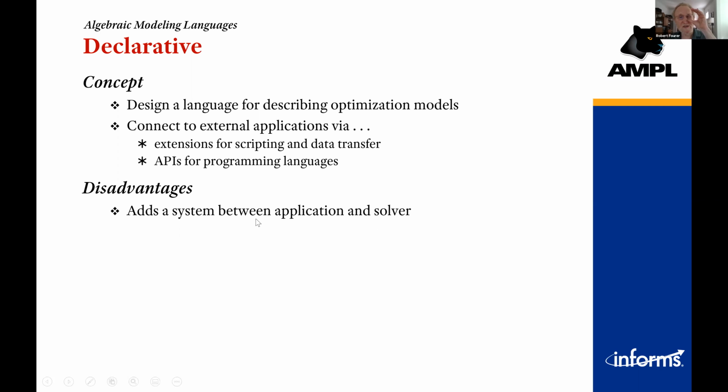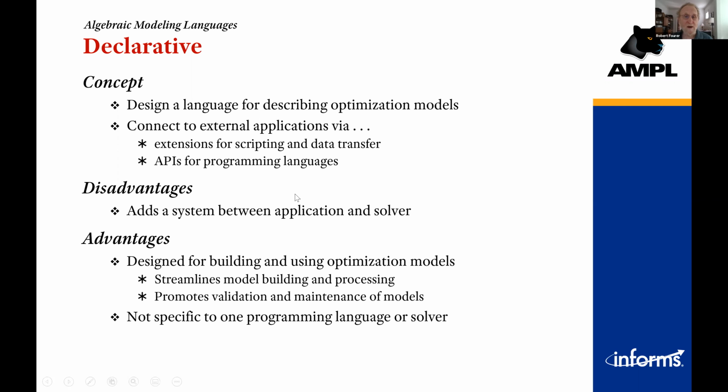The disadvantage of this is that it does add another system between the application and the solver. But it is designed for building and using optimization models. So you're sort of using the tool that's appropriate for the job. And it's not specific, as you saw, to one programming language or solver. So basically, AMPL is a tool that can be brought to bear if you're using almost any popular language, okay, and any popular solver. So it doesn't have that limitation. You don't have to commit yourself at the beginning of the project, where you're not quite sure what formal model you have or what will solve it best.